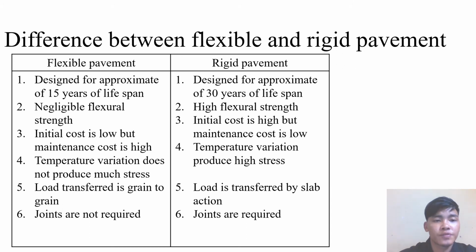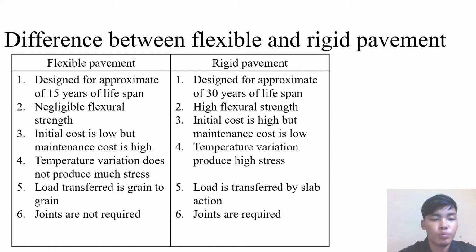This table shows the difference between flexible and rigid pavement. Flexible pavement is designed for an approximate lifespan of 15 years, whereas rigid pavement is designed for an approximate lifespan of 30 years. Flexural strength in flexible pavement is negligible. Flexural strength in rigid pavement is high.